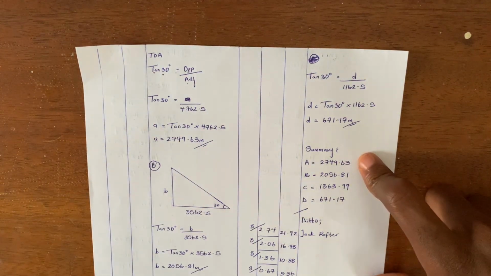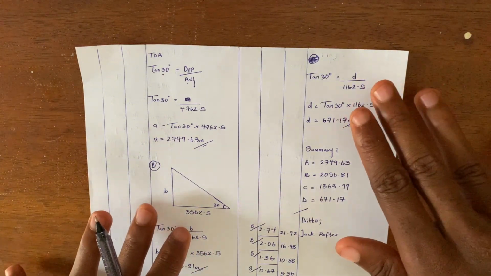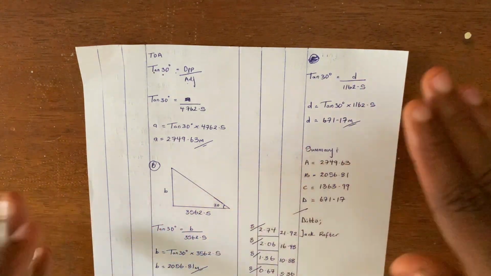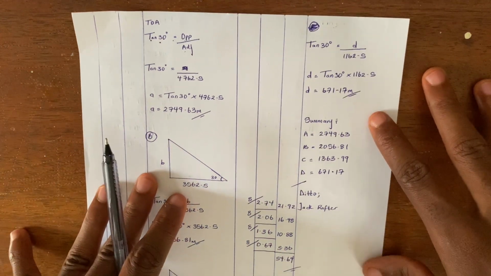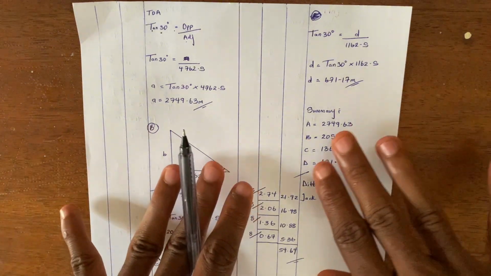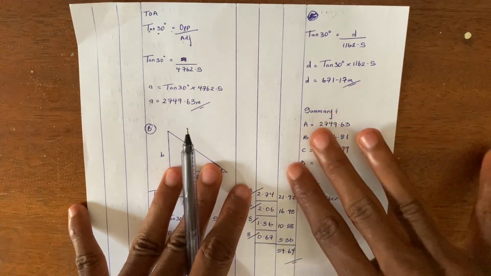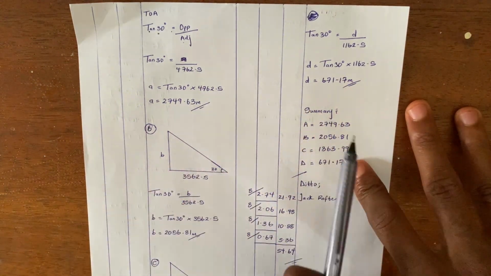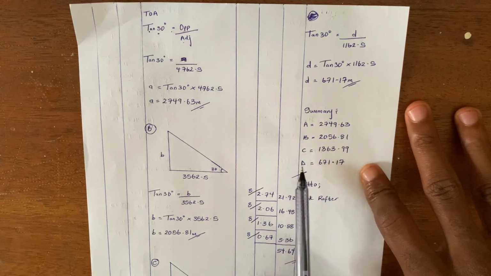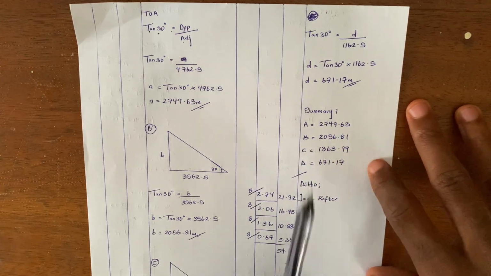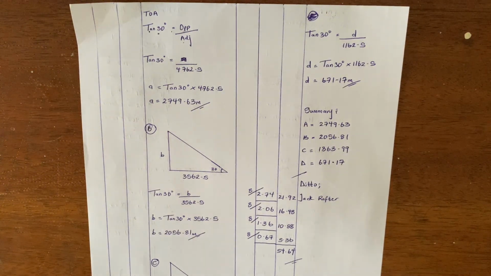So you see that as we go from A to B to C, the length of the jack rafter keeps reducing. That is because the hip or principal rafter is slanting. That is the reason why these jack rafters keep reducing. So now, since we've gotten the length of all the jack rafters, all I did here was write the summary of everything that I have calculated. So this is the length for jack rafter A, jack rafter B, jack rafter C, and jack rafter D.